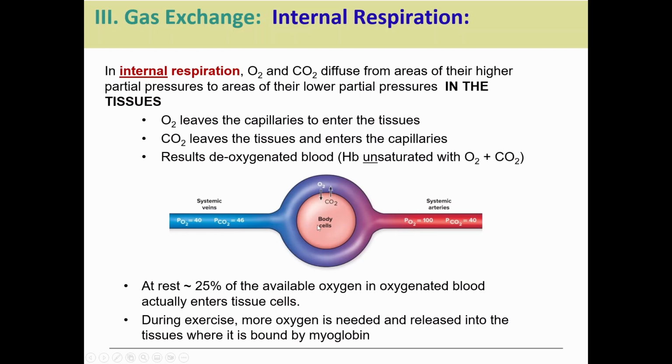Oxygen enters into the cells. Carbon dioxide is going to be the opposite. We're at a partial pressure of 40 for carbon dioxide. It's going to be about 45, 46 in the body cells, and so we're going to move carbon dioxide out into the bloodstream. And so this is how we make that transition. We make that swap between oxygen and carbon dioxide. And this means that the blood, as it leaves these capillaries, is deoxygenated since most of the oxygen has left the bloodstream and has entered into the cells.